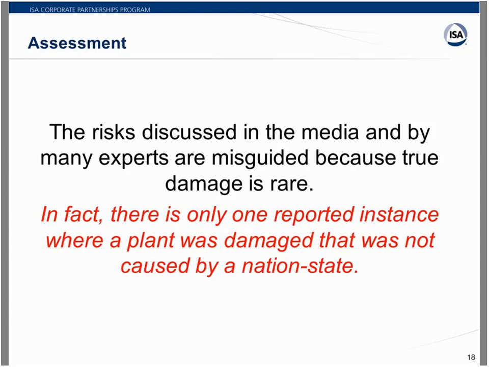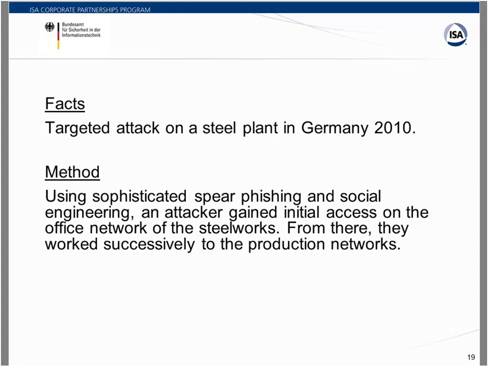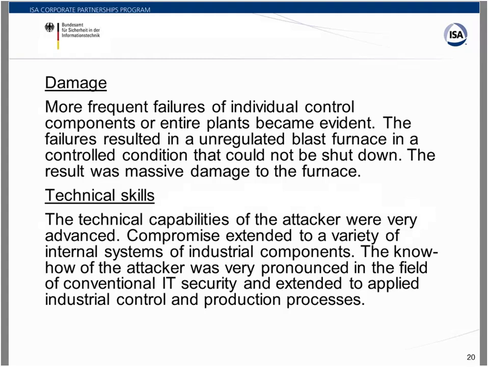All right, so I'm going to go through it quick. I like to bring this one up. In 2010, there was an attack on a steel plant. They used spear phishing through email, social engineering. They got into the network. There were frequent control failures. Eventually, the blast furnace couldn't be shut down, and there was actually damage to the refractory, which was a fairly nasty thing. It was done by somebody who really wanted to get to that plant.